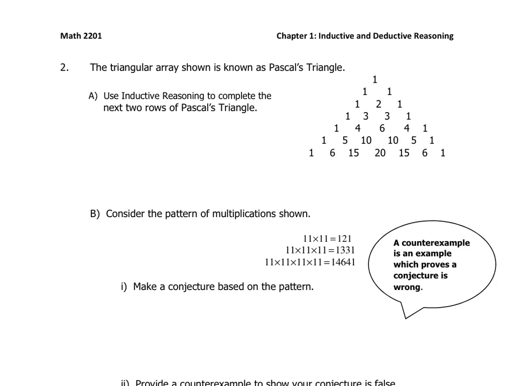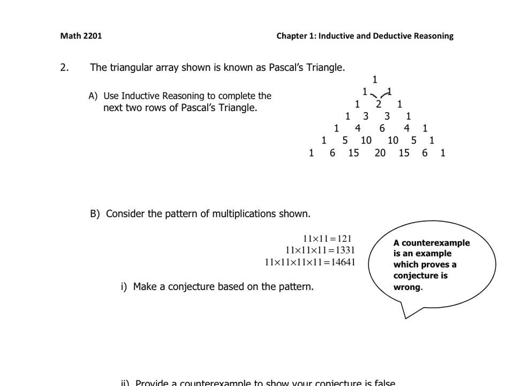So example 2 shows a triangular array known as Pascal's triangle. If you look at the pattern of numbers here, it's obvious that each row starts with a 1 and ends with a 1, but then there are some numbers in between. See if you can see the connection between the numbers in each row compared to the previous. I'll give you a hint here.